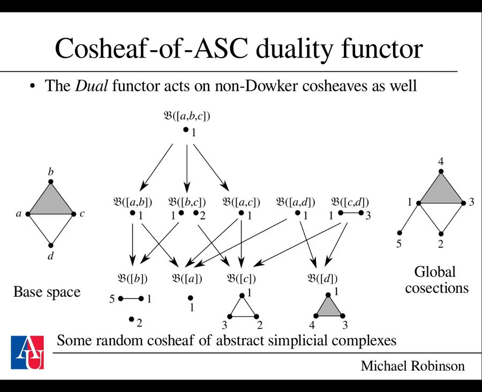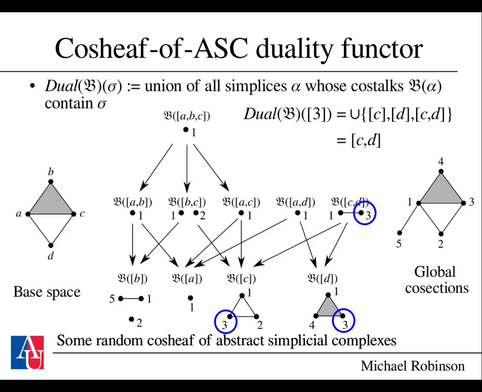Of course, I haven't defined the duality functor for you, but basically what it does is it takes a look at every simplex, and it forms the union of all simplices whose costalks contain the simplex you're looking at. So if I want to compute, for instance, the dual cosheaf on the simplex 3, notice 3 is not in the base space here, it's the wrong type. It's in the base space of the dual. Well, what do I do? Well, what I find is I find all the places where 3 shows up in the costalks. There are 3 different locations here. I've marked them with blue circles. You take a look at their base simplices and take the union of them. When you do that, you get just the edge CD.